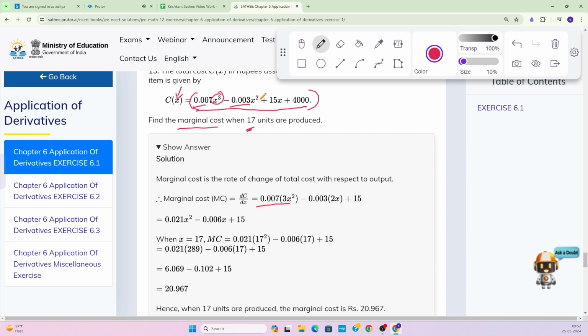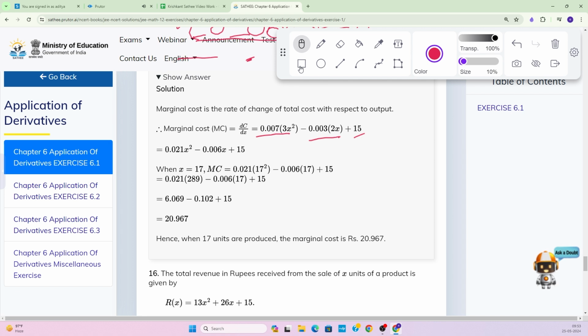Now this number multiplied with the derivative of this expression, which will be 2x. So this number multiplied with 2x. Now 15 multiplied with the derivative of x, which is just 1. So 15 multiplied by 1, and the derivative of this constant number, you all know, is just 0. So that's why it is written over here. Now dC/dx is this expression, and we want to know when x is 17 units.